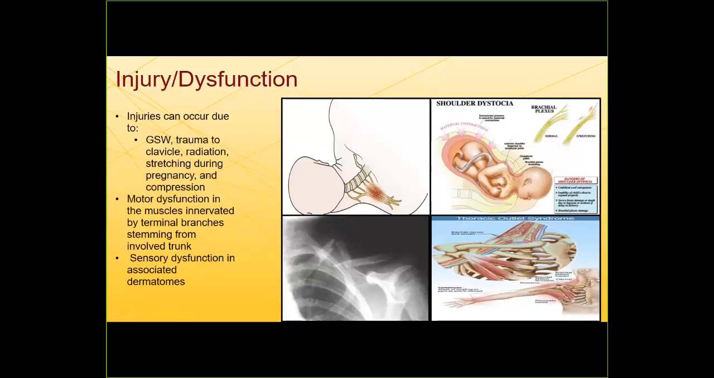Okay? And you expect to see sensory dysfunction basically in all those cutaneous innervation patterns and decreased muscle function of the terminal branches of the brachial plexus as well. Okay?